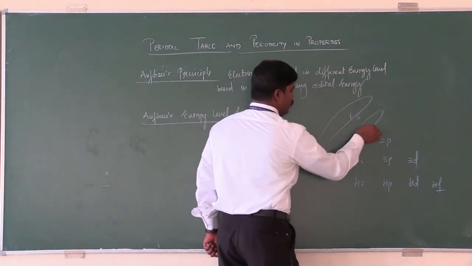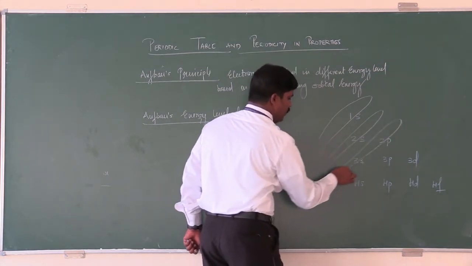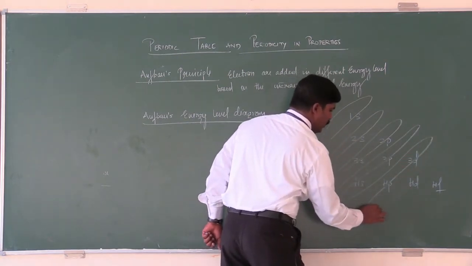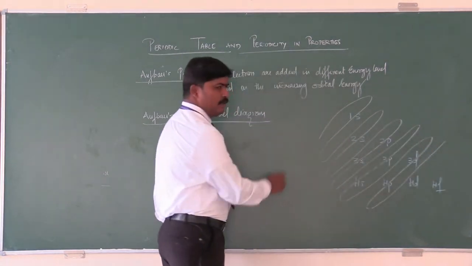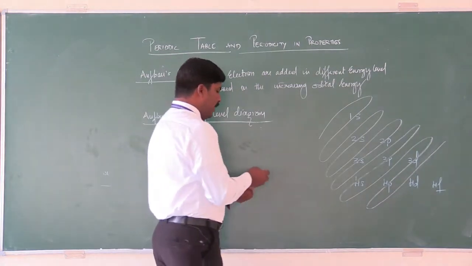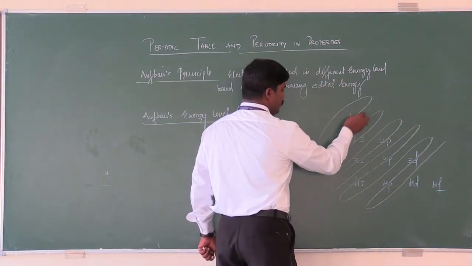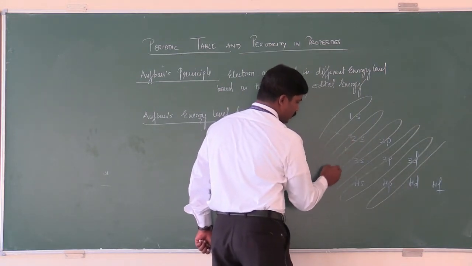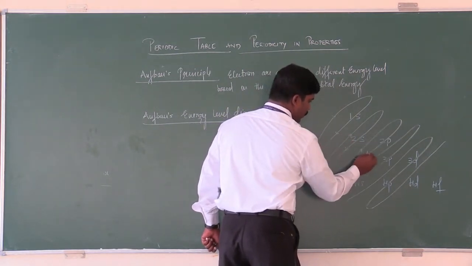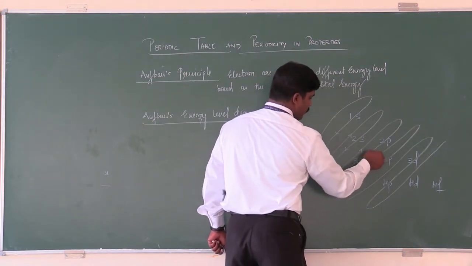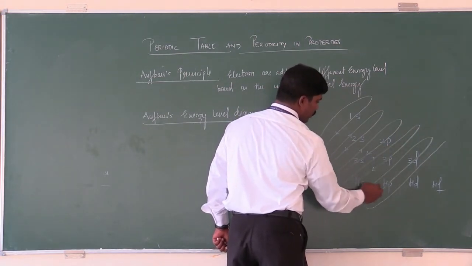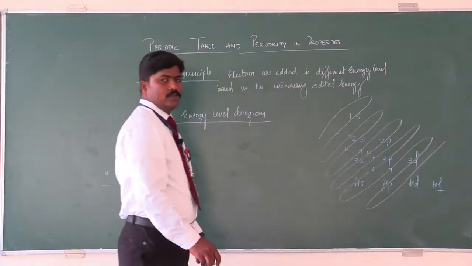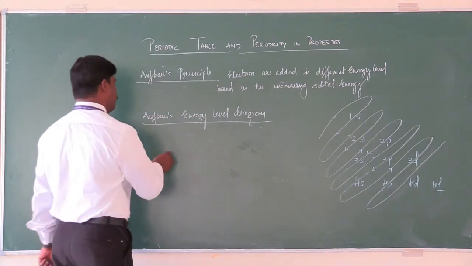1s, then 2s, then 2p, 3s, then 3p, 4s, then 3d, 4p, it goes on. So I want to make it very simple for you. Now it starts like this here. 1s comes, goes up, then 2s, it goes up again, 2p, 3s, then 3p, 4s, then 3d and 4p. So I will write the order. This is the order which you should follow.